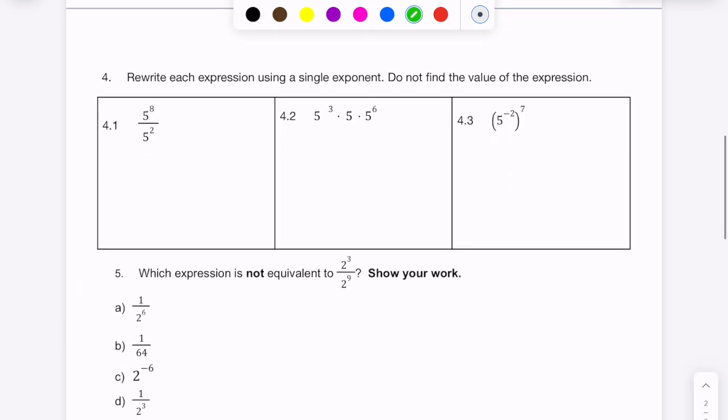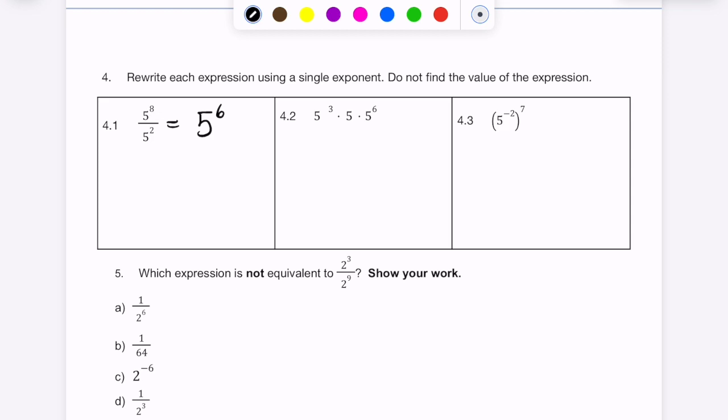Rewrite each expression using a single exponent. Do not find the value of the expression. So this is pretty much just straightforward using the rules. 5 to the 8th power divided by 5 to the 2nd power is equal to 5 to the 6th power. You subtract the exponents when you're dividing and you have the same base, or you could write it out in expanded form and you'd see 5 divided by 5 cancels away and 5 divided by 5 cancels away.